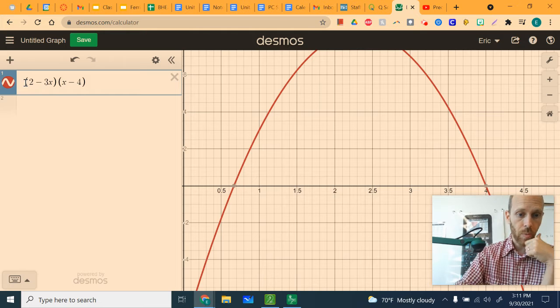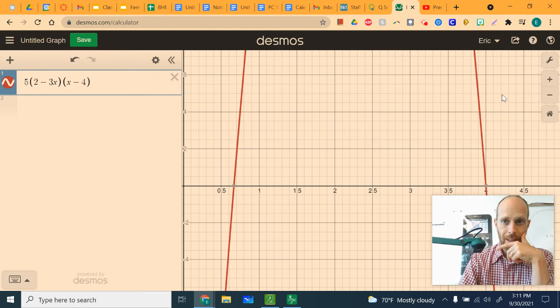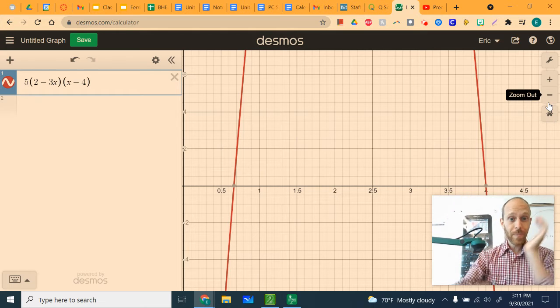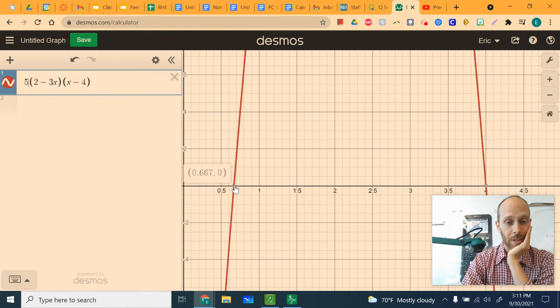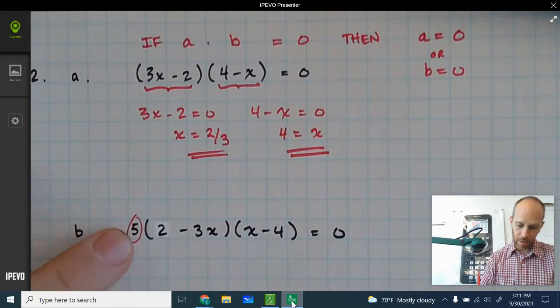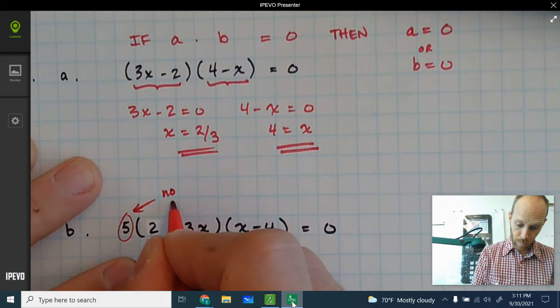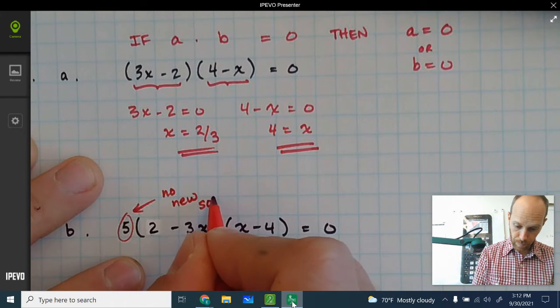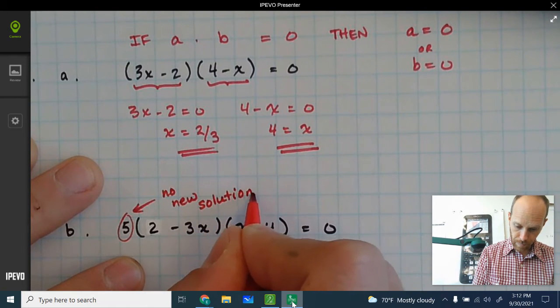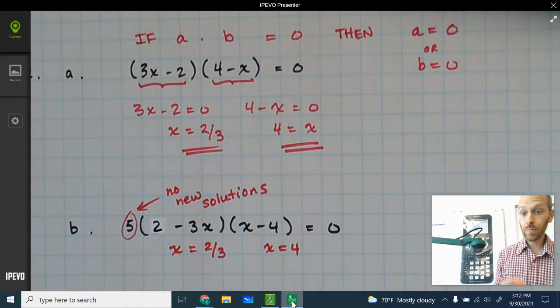Another thing is what happens when we stick a 5 in front. And the answer is that the graph gets a lot taller, but you'll see that our zeros are still at 0.667 and at 4. So the moral of the story is that this 5 does not give us any new solutions. And that our other solutions are going to be the same. They're going to be x equals 2/3 and x equals 4. Cool.